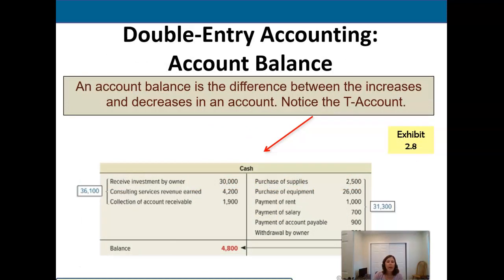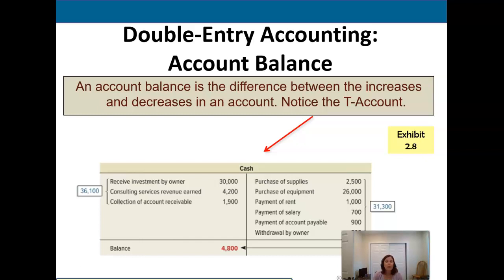So we have what is called a double entry accounting system. And for every transaction that we have, the total of the debits and the total of the credits must be equal. And we will end up with each account having a balance at the end.